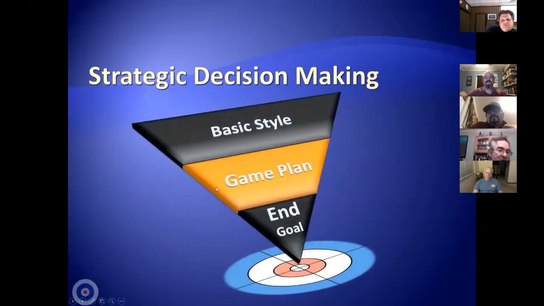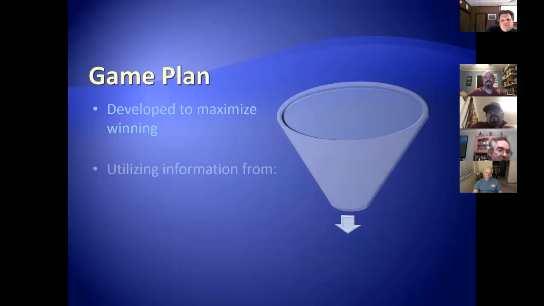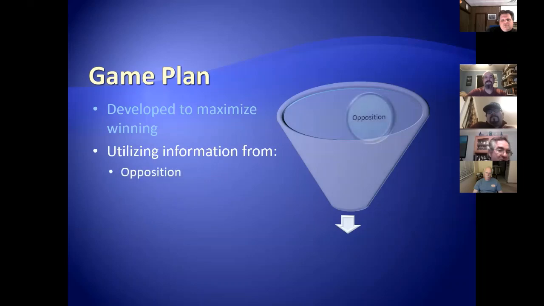So let's talk about now switching from basic style to a game plan. The game plan is developed to maximize winning. So we have all these things that we're going to put into our funnel, and the outcome is going to be winning. We're going to utilize information from our opposition. Does our opponent like to throw a lot of hits? Let's try to goad them into a draw game. Does our opponent tend to be more aggressive? Let's try to goad them into a hit game.